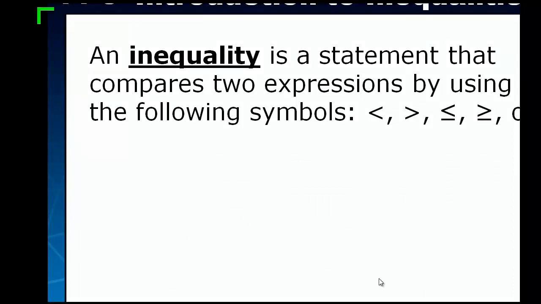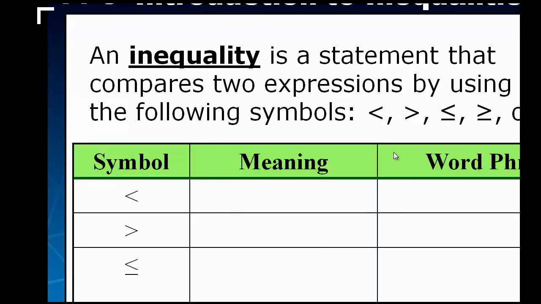Okay, so what is inequality? Inequality is a statement that compares two expressions by using one of the following symbols: bigger than, smaller than, equal to or bigger than, equal to or smaller than, or not equal to. That means that when we compare the two numbers here and here, they are not equal. So we have the symbols.